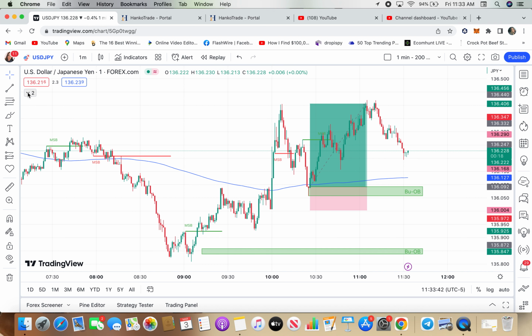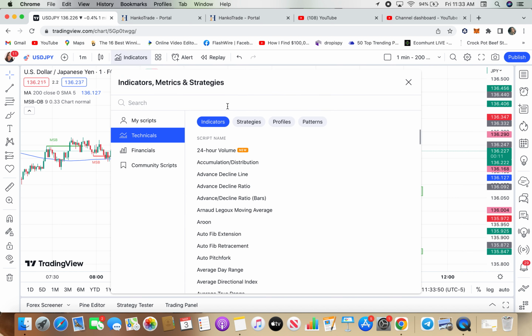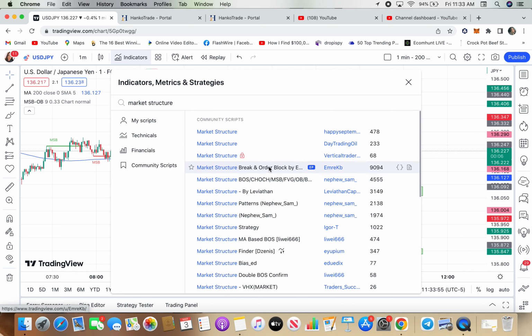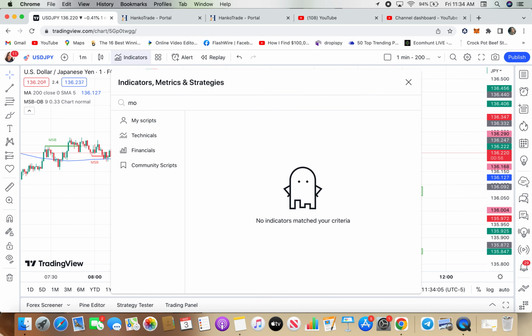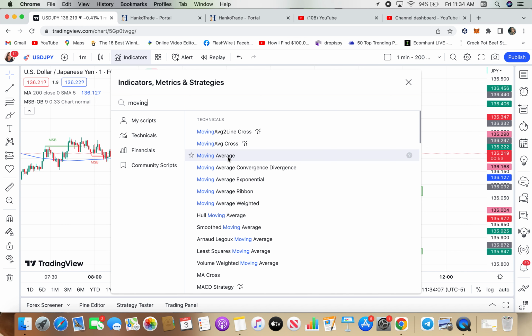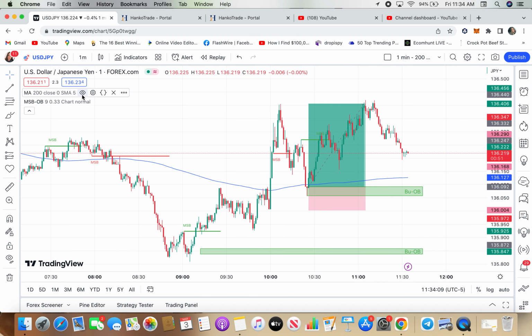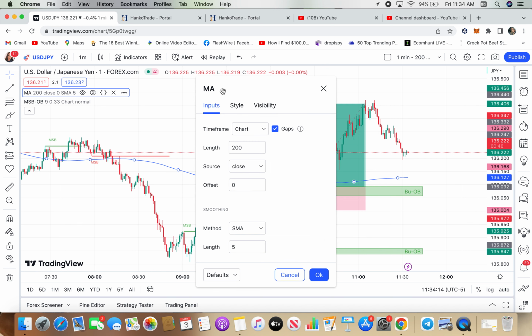So here I have 2 indicators. I'm on USDJPY 1 minute. In your indicators tab, you're going to type in market structure. You're going to pick this one, 1, 2, 3, 4 down, right here, it almost has like 9,000. Pick that one, and then go back and type in moving average, and pick the third one down. Now I don't have any settings with this, but in the moving average one, you have to put the length to 200, and that's it.